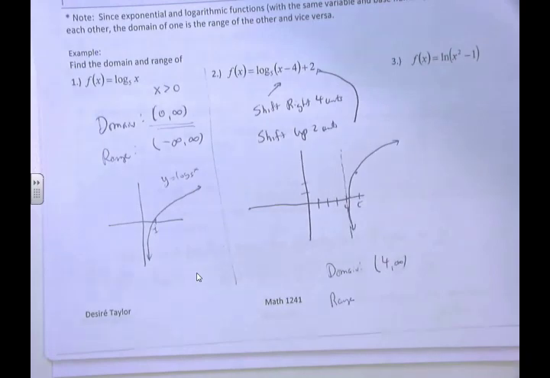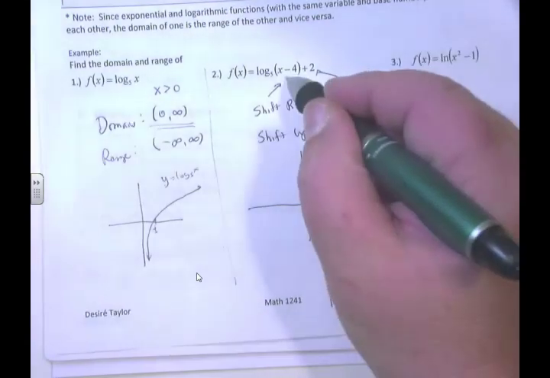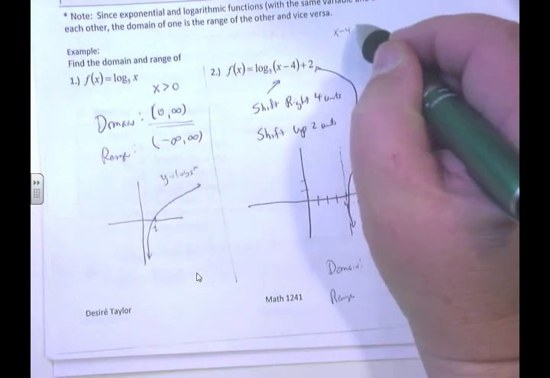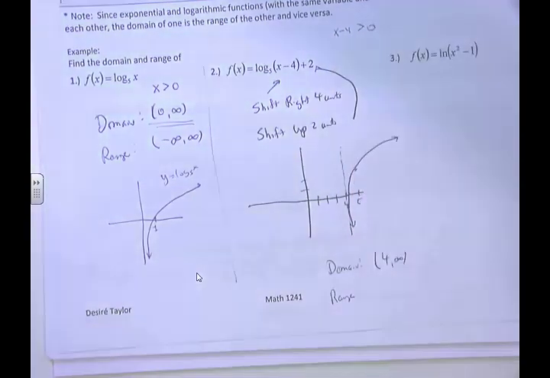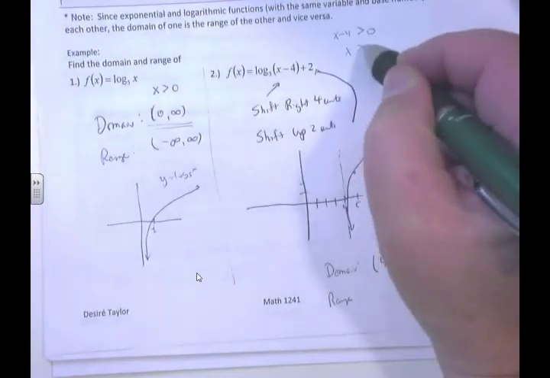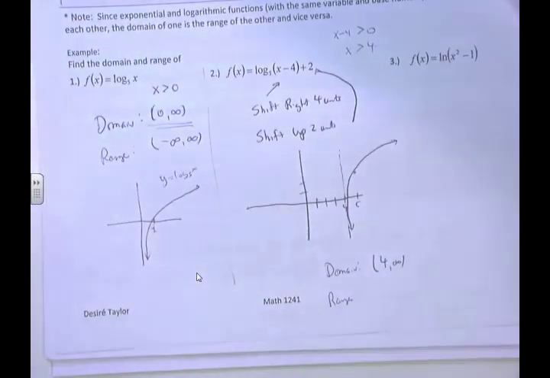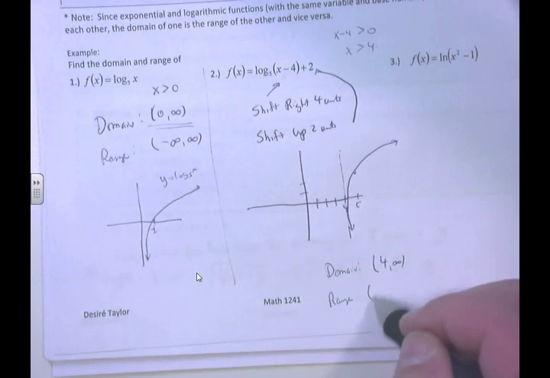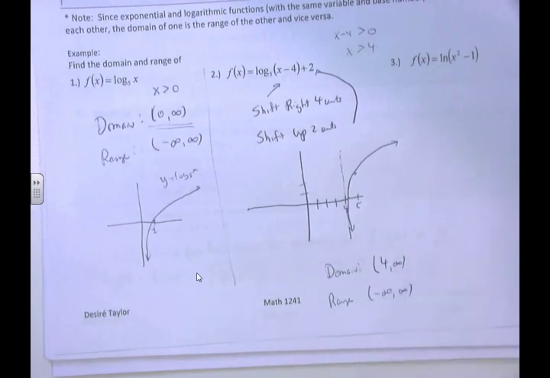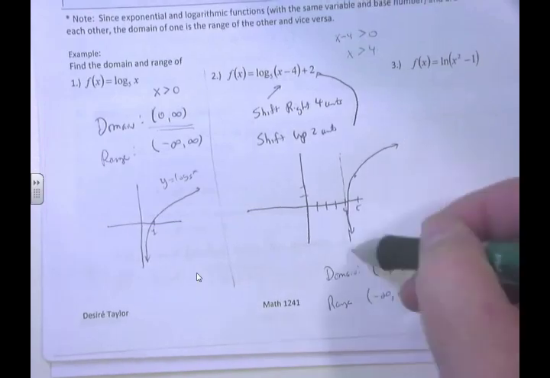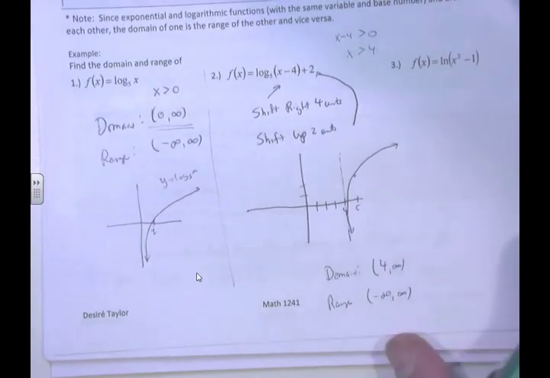Another way you could have done that was, remember the rule. You can't take the log of a negative number. What are we taking the log of here? X minus 4. It's got to be strictly greater than 0. So when you solve, x has got to be strictly greater than 4. That means 4 to infinity. What's my range? Always negative infinity to infinity. Does that make sense? It's going straight down, it's going up.